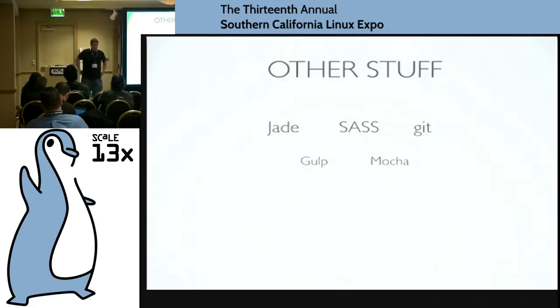And there's other stuff. Use Jade, use Sass, Git, Gulp, Mocha. It's really pretty amazing when you look at the list of technologies, and all of it being open source, how important it is for this stuff to be open source, right? Jade is a templating language. Sass is a CSS preprocessor. It allows you to build better CSS because CSS kind of sucks anyway.